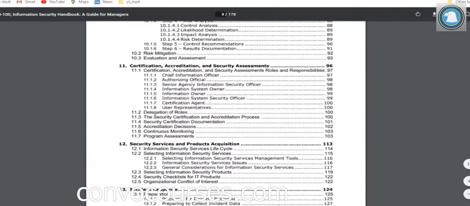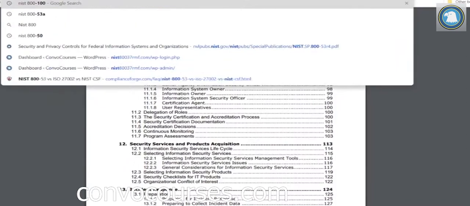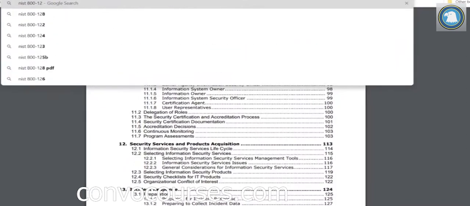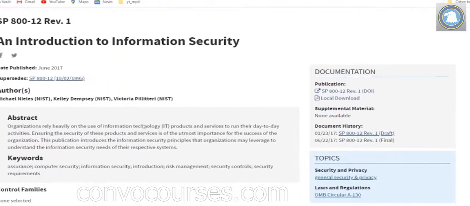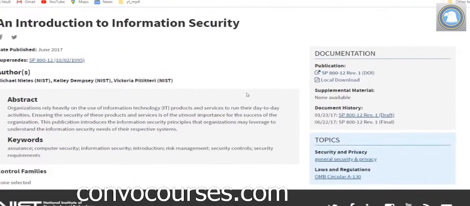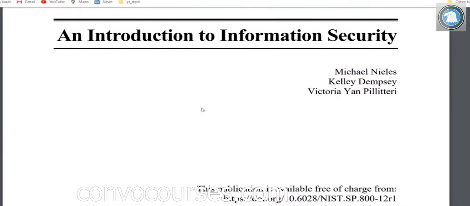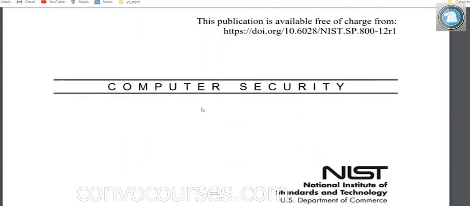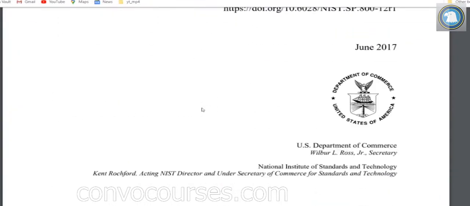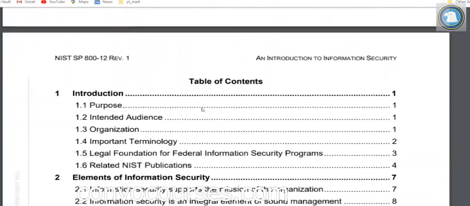There's another one. Let me see if I can find it. There's one I'm thinking about, and I'm trying to remember. It's similar to this one in that it's a high level document. Yeah, here it is. It's 800-12. This is really good for beginners because it's a breakdown of all the definitions and a high level view of what you should know as far as a cybersecurity person is concerned. It doesn't go super deep. It just explains what a thing is in a summary, and then it moves on.